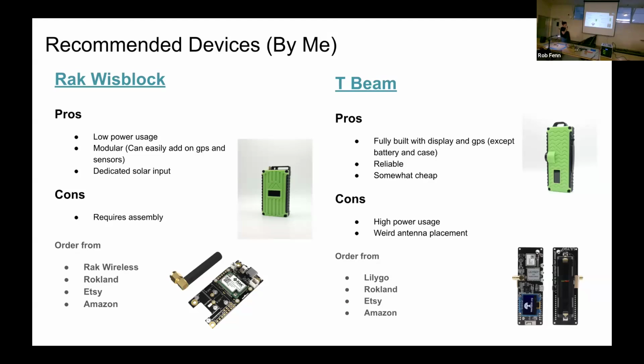You could order it from LilyGo. LilyGo are the guys who make it, a Chinese company. So a month. Rokland also resells it. On Etsy, you could probably find something built out. And Amazon, I probably wouldn't get this from Amazon because I've seen them mark it up to like $60, and it's around $20, $30.